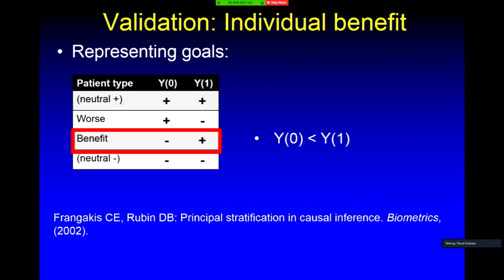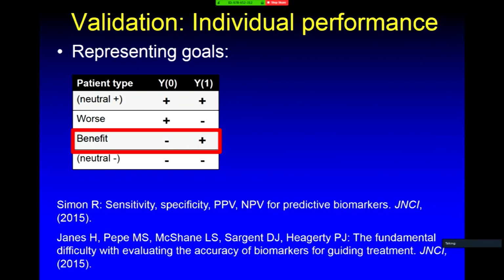Statisticians have introduced this idea, Konstantin Frangakis and Don Rubin, more than a decade ago. It's interesting because Holly Janes, Margaret Pepe, Lisa McShane, Dan Sargent, and I wrote a paper and said, you can't do this, and published it in the JNCI. In that same journal, Rich Simon said, here's how you do this. So again, I think there's an important communication element about what we really can and can't migrate from diagnostic and prognostic measures.